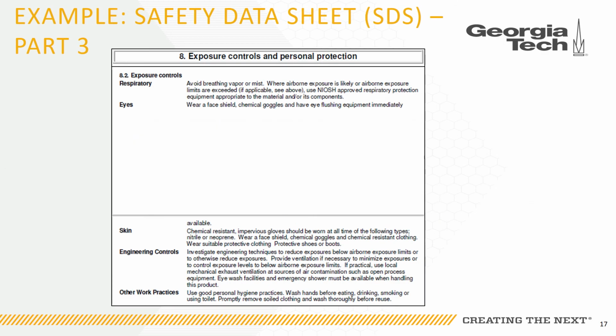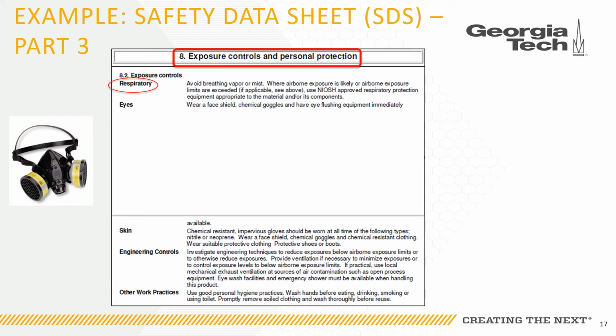Section 8 of an SDS will guide us in making appropriate choices for personal protective equipment. In this example, a respirator or mask is required if levels of sodium hypochlorite in the air exceed a certain amount and become dangerous. Your safety department is in charge of measuring these levels and making that determination.